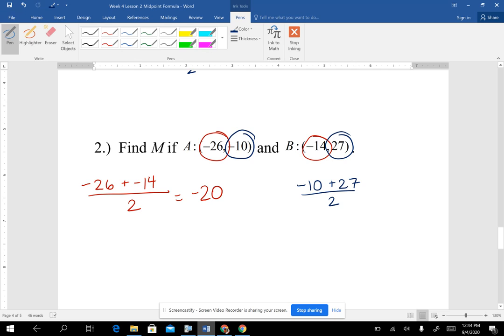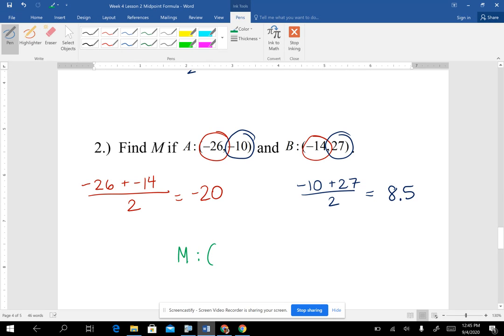All right, then I could do the same thing for the y's. Negative 10 plus 27. I'll do this one without the calculator. Negative 10 plus 27 is 17. 17 divided by 2 is 8.5. So that might make you a little bit nervous that you get a decimal, but it makes sense. If you're looking for what's halfway in between an even number and an odd number, you always get something with a 0.5 in it.